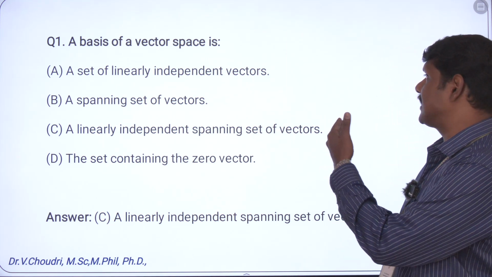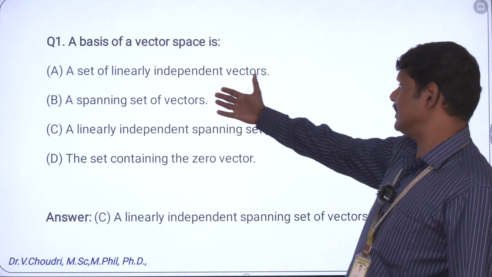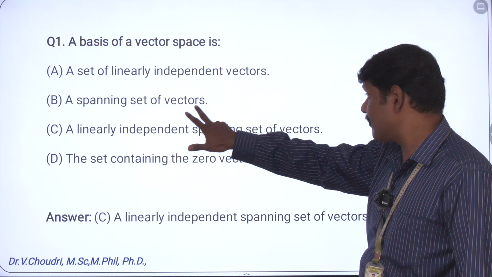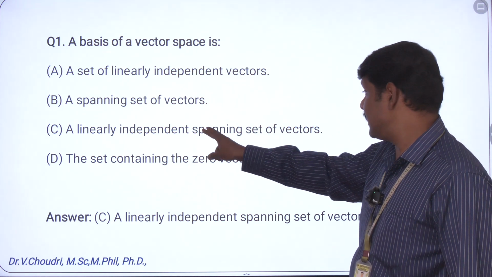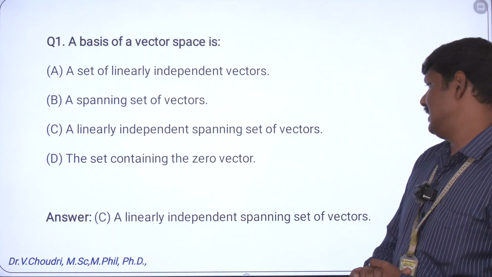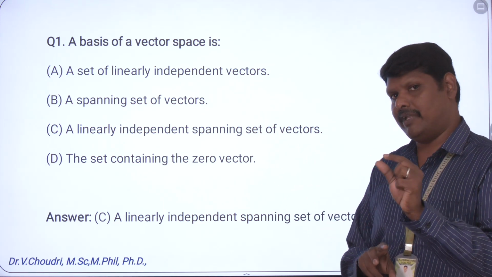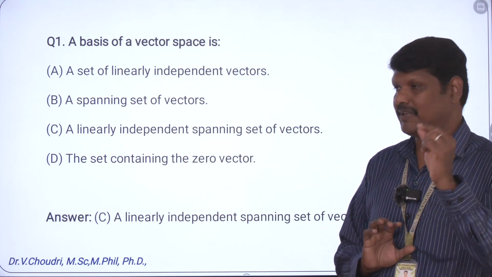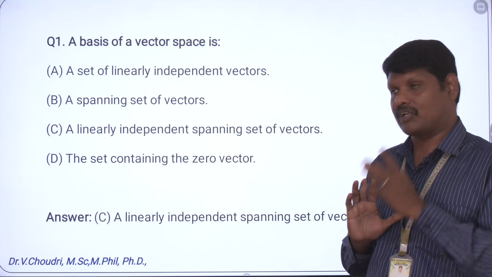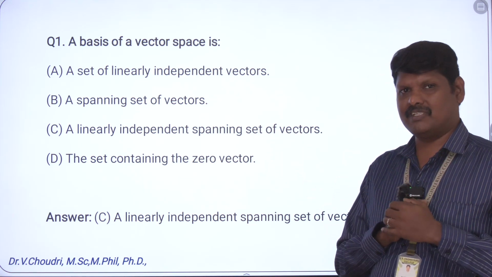A basis of a vector space is, what is the answer? Here I provide the options also. A set of linearly independent vectors. A spanning set of vectors. A linearly independent spanning set of vectors. The set containing the zero vector. A set containing the zero vector may be called linearly independent; it may coincide with the concept a little bit. A set of linearly independent vectors also coincides with the concept, and a spanning set of vectors also coincides a little bit.